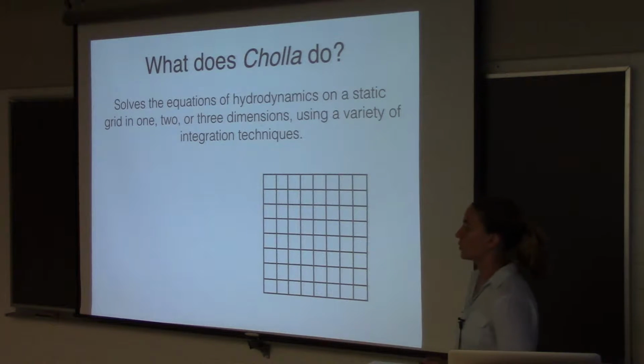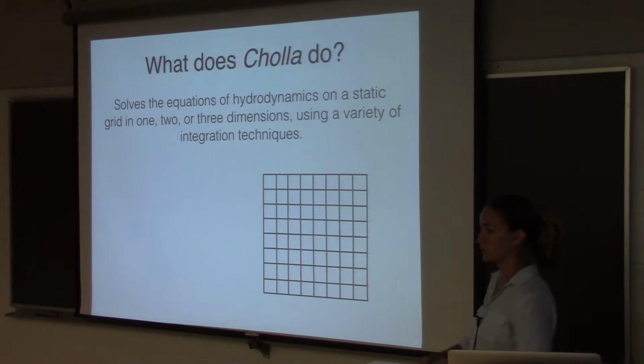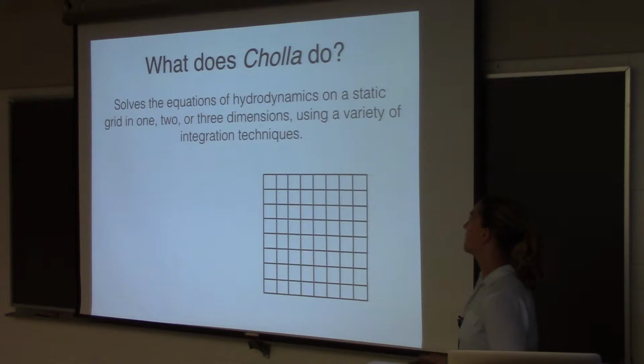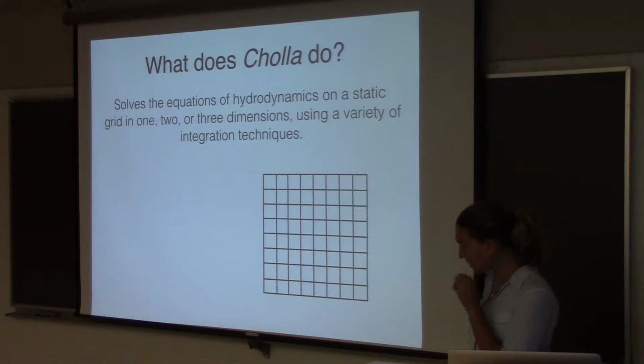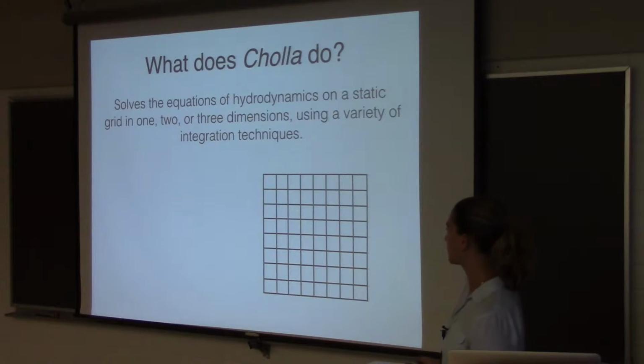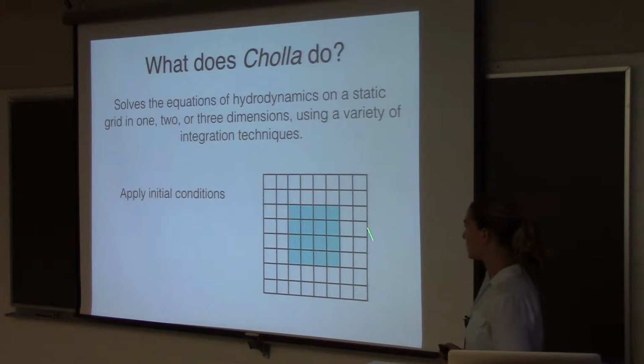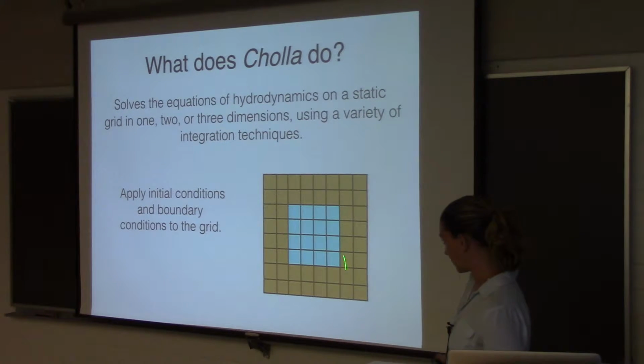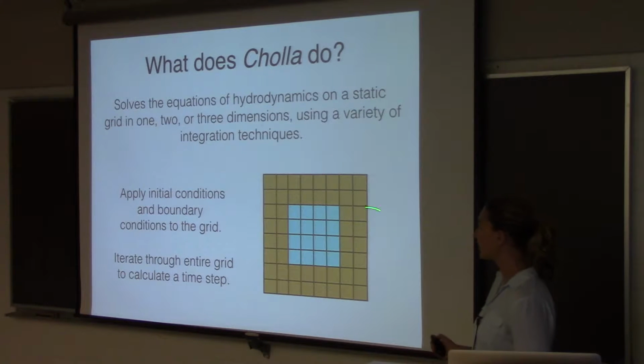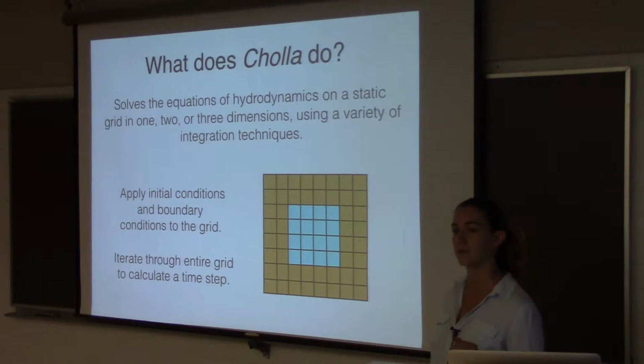And so what Cholla does is, we're solving the equations of hydrodynamics. We're doing it on a static grid, and we can do this in 1 or 2 or 3 dimensions. And so to walk you through the process of how that's actually done, you start with a grid on which you apply some initial conditions and some boundary conditions. And then you iterate through the entire grid to calculate a time step. So Cholla uses a constant time step for all of its cells.